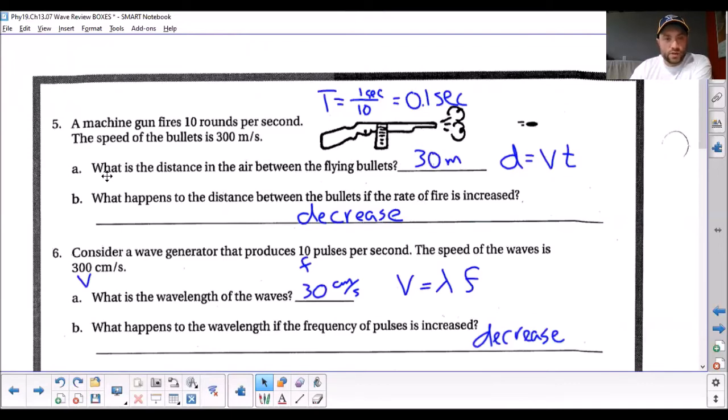What would happen to the distance between the bullets if the rate of fire is increased? Well, if the rate is increased, they're going to be closer together because they're going to be happening more often, so it's going to be closer together.